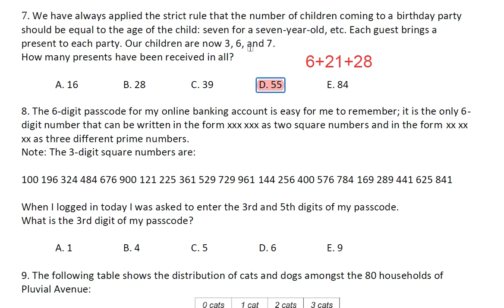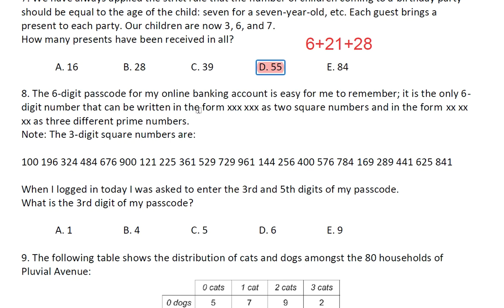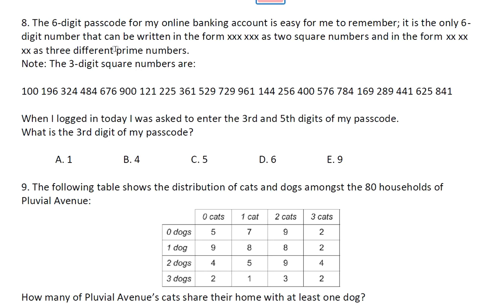Okay, so yeah, that's a pretty easy one. Again, I think the problem is identifying what the question wants you to do. All right, the 6-digit passcode for my online banking account is easy for me to remember. It is the only 6-digit number that can be written in the form of a 3-digit number, a gap, and another 3-digit number.